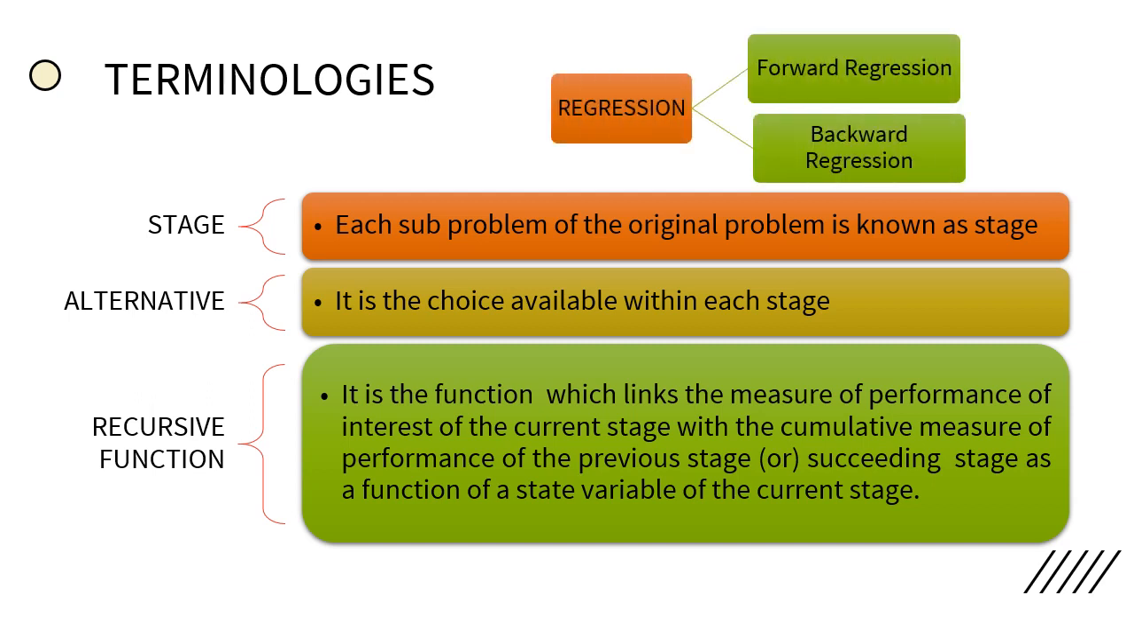So there are two recursions to solve this problem. One we call forward recursion. The other one is backward recursion. Forward recursion is solving from the first stage to the last stage, and backward recursion is solving the problem from the last stage to the first stage.